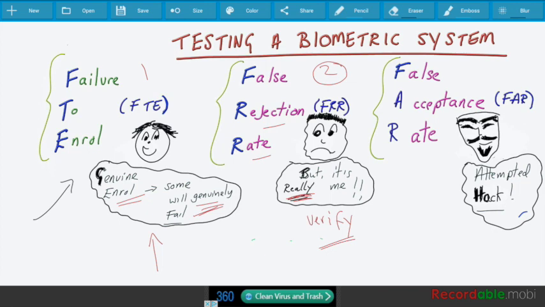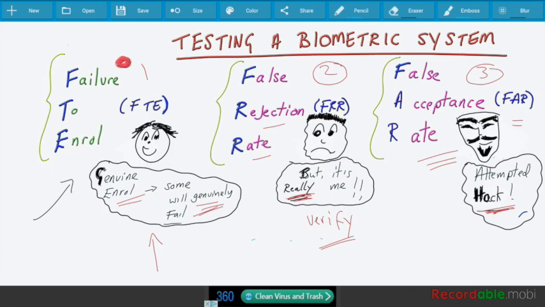But just be clear on the three things that are happening, the three situations, and the final one being the false acceptance rate. In this situation, you're testing it as the hacker. You're trying to be an imposter. You're attempting to hack the system, and that's how the FAR is calculated. So failure to enroll being just at the enrollment situation, and in a sense it's kind of separate. It's kind of out there on its own.